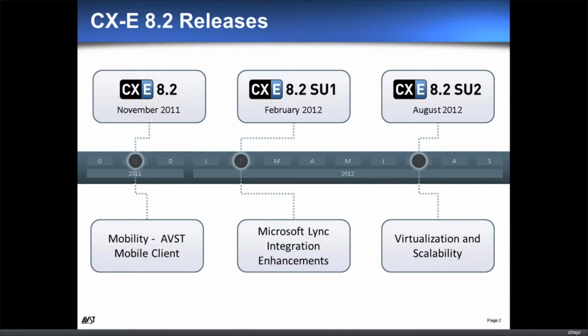Version 8.2 has in fact had 3 releases in the past 12 months, each of which included significant features or capabilities. For example, the original release last November introduced app technology for handheld devices. Software Update 1 earlier this year included integration with Microsoft's Lync, along with other enhancements. And the currently shipping version SU2, released in August, gave us the ability to virtualize the CX system server, and we've also increased maximum capacities of the CXE, which we'll talk about a little bit later.